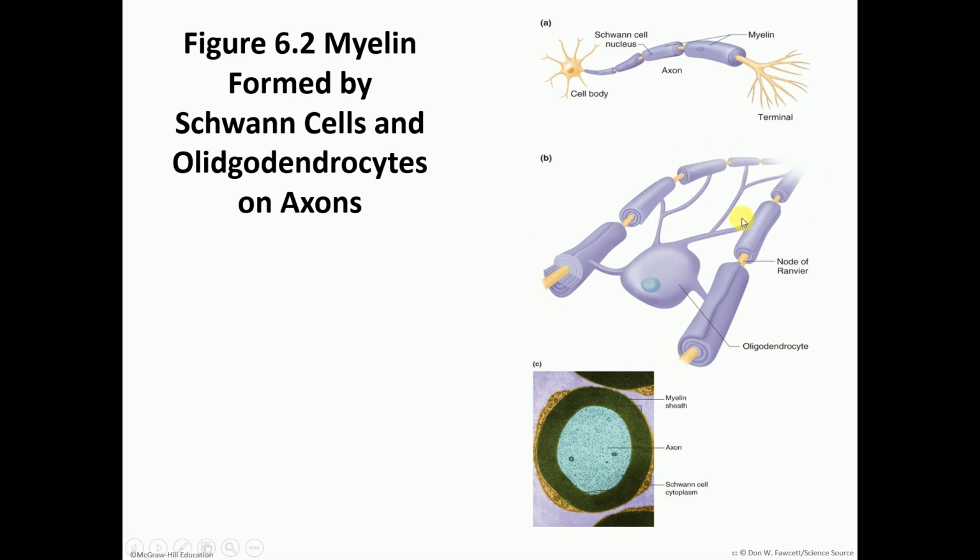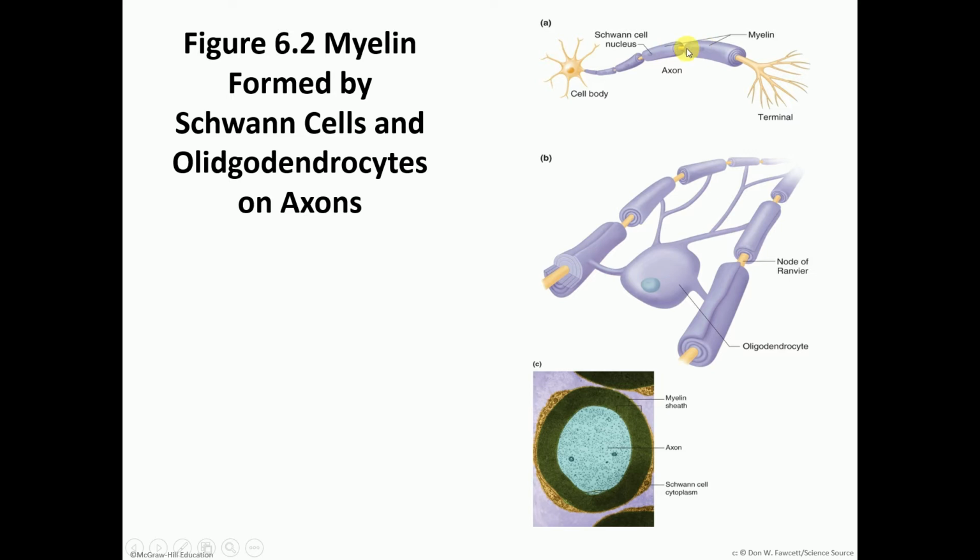In the CNS, we have oligodendrocytes. So if you break down the word, that means the cell with few dendrites. And you can see here that is the cell body of the oligodendrocyte with the nucleus, and all of these are branches. And you can see that this one cell is helping in the myelination of more than one axon, and more than one part of each axon.